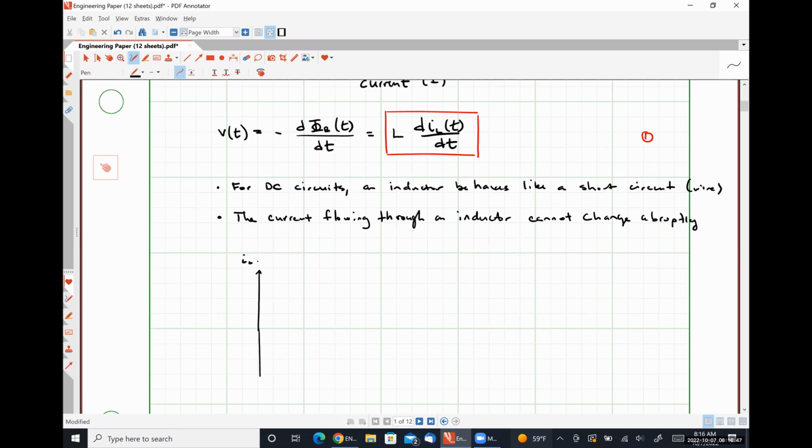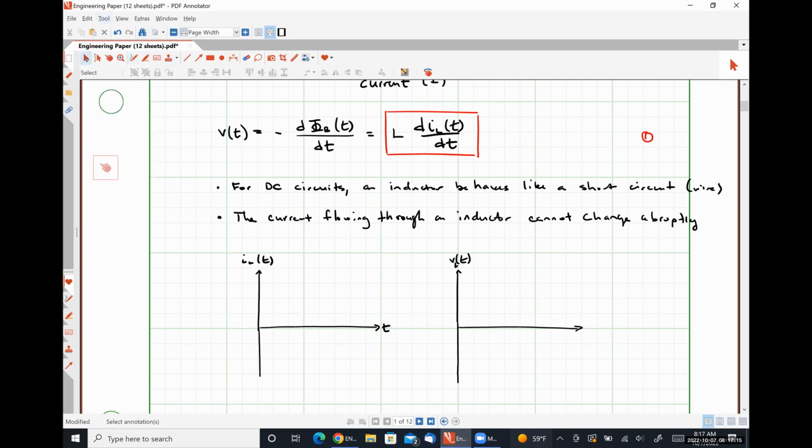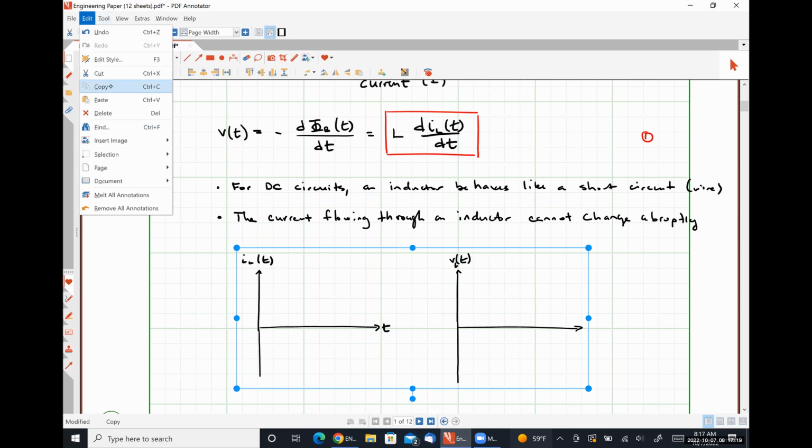So let's consider this graph on the left-hand side to be our current waveform, and the graph over here on the right-hand side will be the resultant voltage waveform. And we're going to look at a couple of different cases, so I'm going to be lazy and copy these axes here.